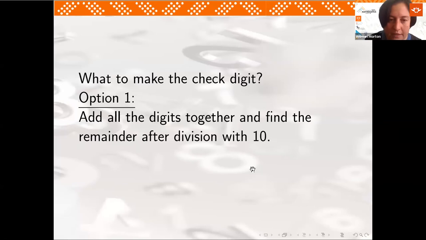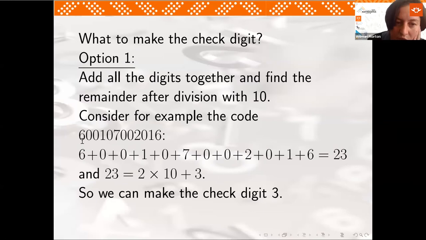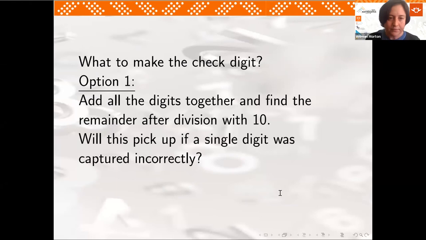Would that be good enough? Let's ask these questions. Maybe just to illustrate first, suppose this here's the number that we want. What I mean is we literally just add all of these numbers. For instance, here we get 23, and 23 is 2 times 10, plus a remainder of 3. So if that was the number we were trying to add a check digit to, we'd add the 3.